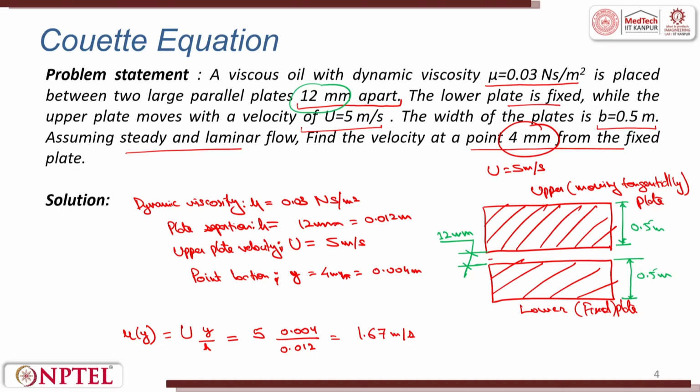For example, at this point, I will mark this point in a different color. At this point, which is only 4 mm above the lower plate, the velocity u at 4 mm is 1.67 meters per second. This was a very simple problem statement of an equation.